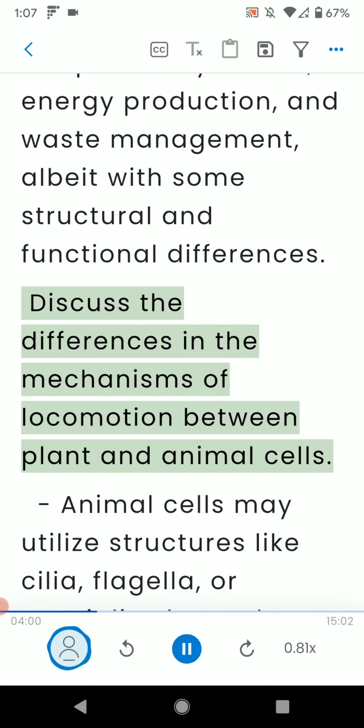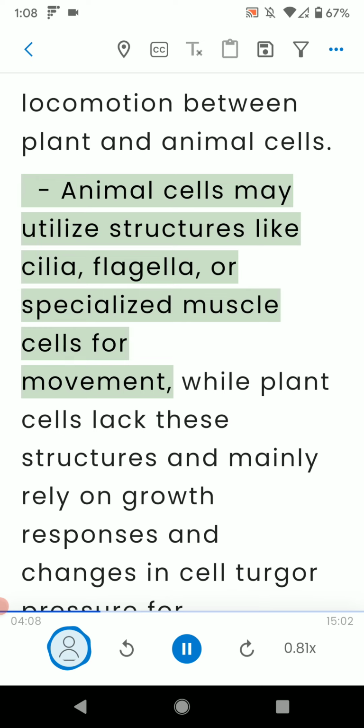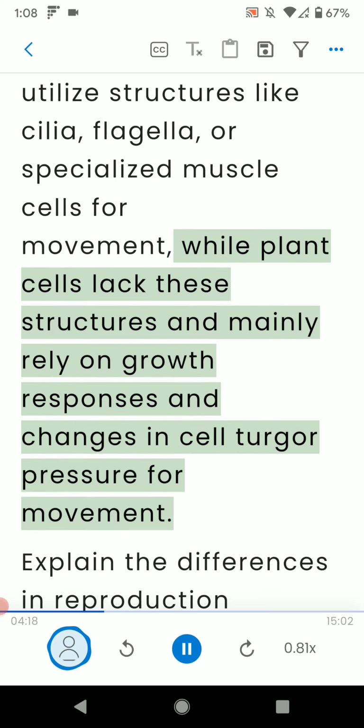Discuss the differences in the mechanisms of locomotion between plant and animal cells. Animal cells may utilize structures like cilia, flagella, or specialized muscle cells for movement, while plant cells lack these structures and mainly rely on growth responses and changes in cell turgor pressure for movement.